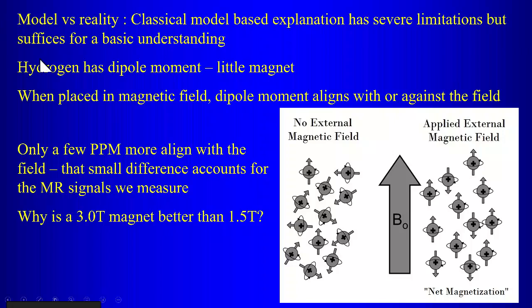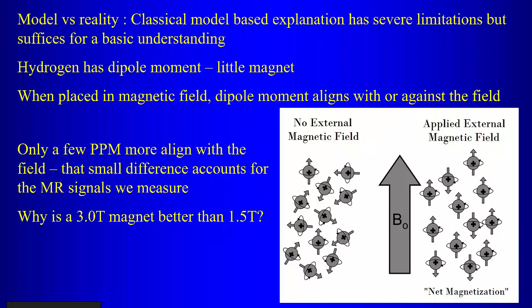So these hydrogen nuclei have a dipole moment, so you can think of them, since they're spinning charges, as little magnets. So there's a part that points up and a part that points down. And when placed in a magnetic field, these will align either with the direction of the magnetic field or against the direction of the magnetic field. It turns out that it's very close to 50-50 in terms of those that align with compared to those that align against. But just a few more parts per million will align with the field.